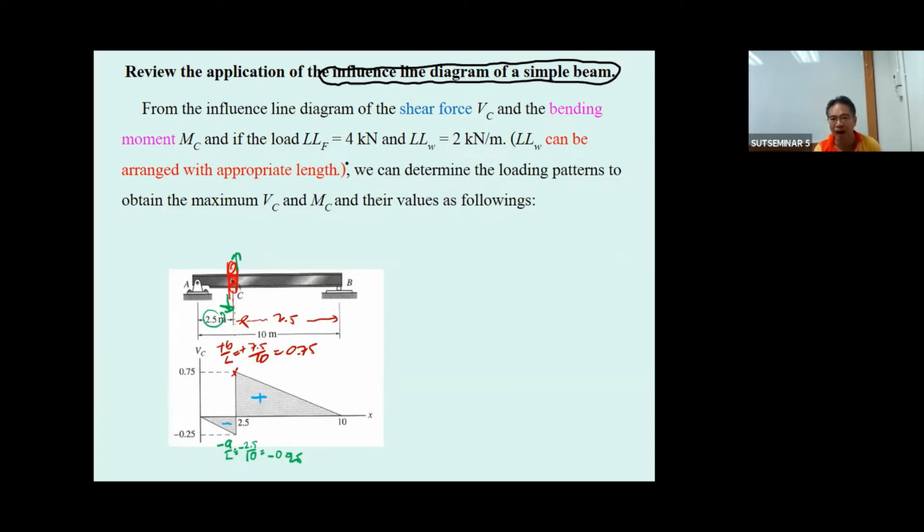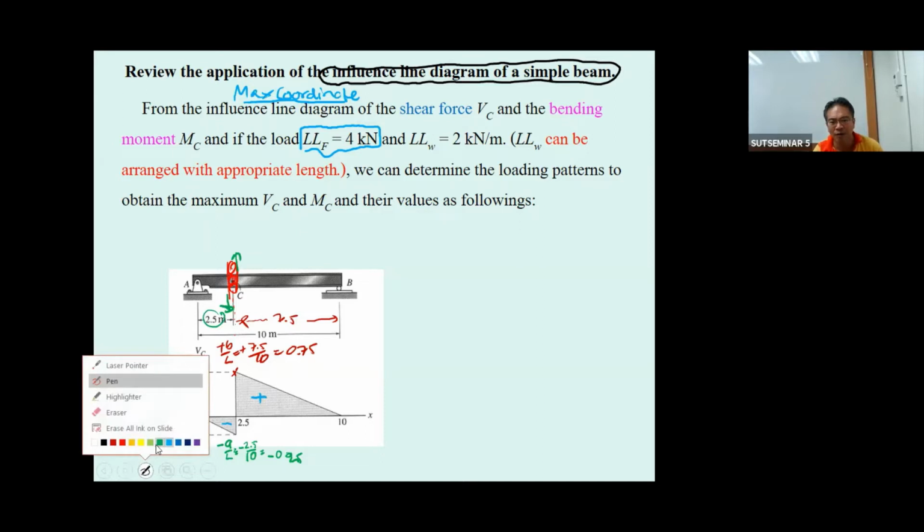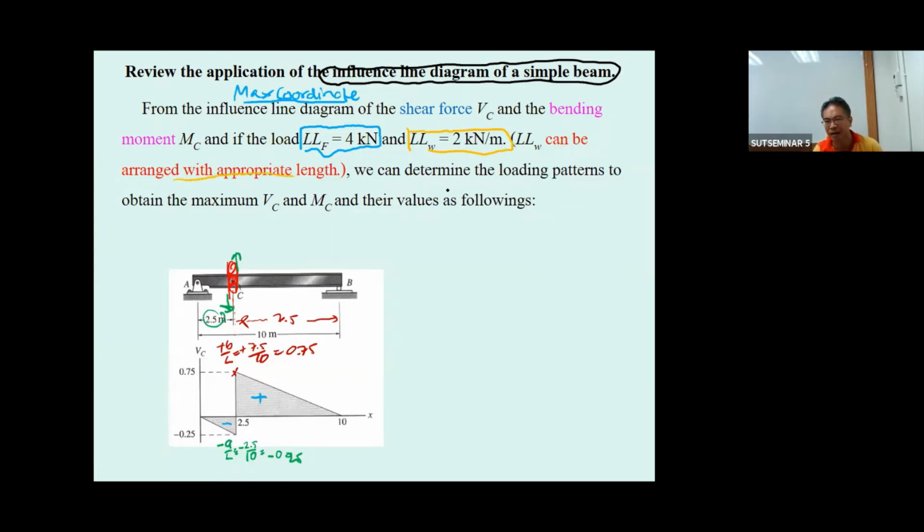Now we have the live load. This is the concentrated live load. You have to put this at the maximum coordinate. And also you have this one. This one is what? This one is a uniformly distributed load that can be arranged with appropriate length.